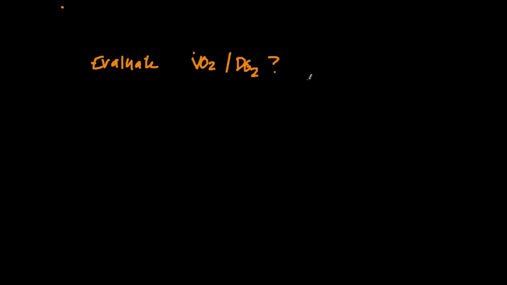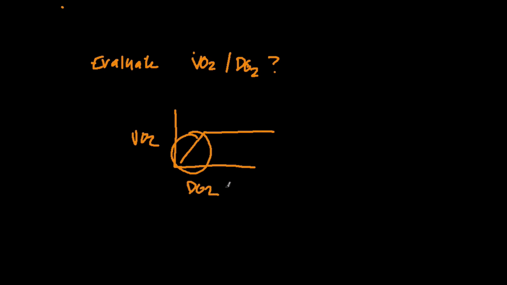So how do you evaluate VO2, DO2 in that relationship? A few hints have been given to what one can use. Given that the abnormal part of this curve down here is where supply is not meeting demand, what's going to happen is anaerobic metabolism will take over.